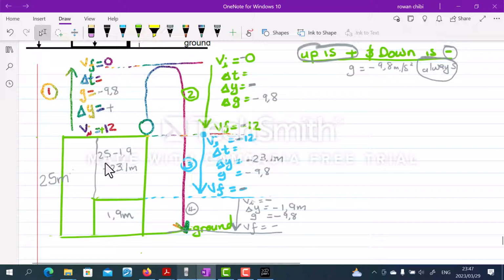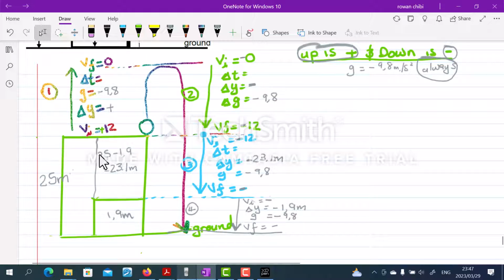Now here at section 4, we don't know this velocity, we don't know that velocity. We do know delta y is negative 1,9, g is negative 9,8. Why negative? Because when the ball is going down, velocity and displacement are negative. When the ball is going up, velocity and displacement are positive. So this is the picture, this is what we have.